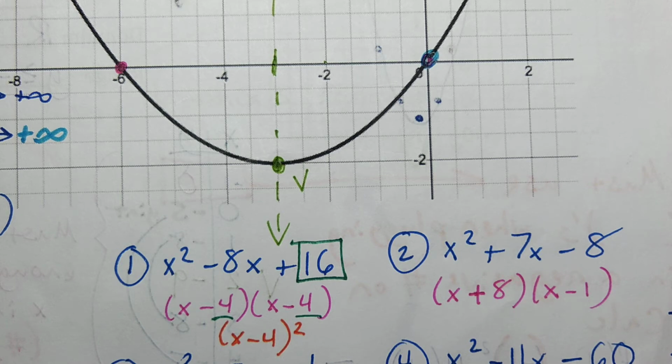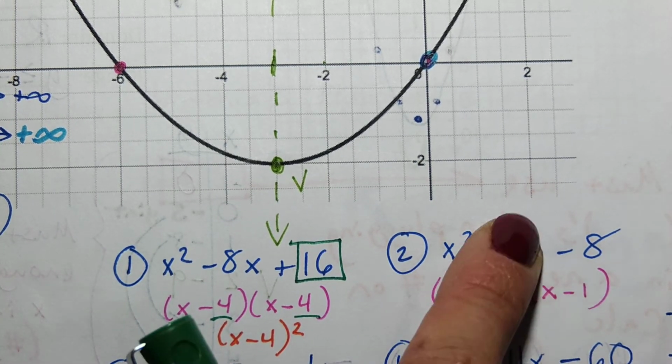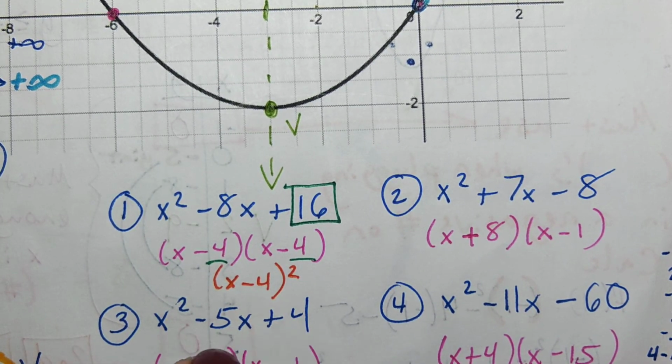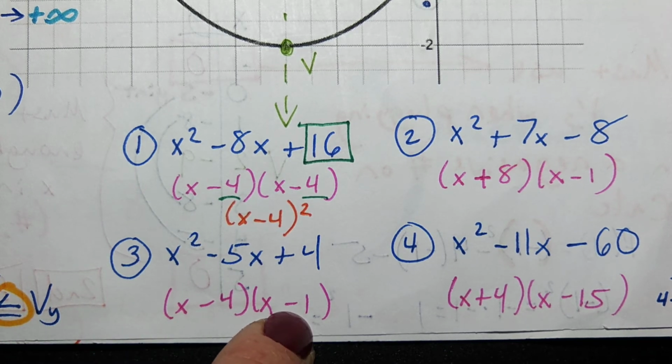So identifying perfect square numbers can help you with your guessing. On the next one, a product of negative 8 and a sum of 7: positive 8 and negative 1 satisfy both of those criteria. On this one, our product's positive and the sum is negative, so x minus 4 and x minus 1.